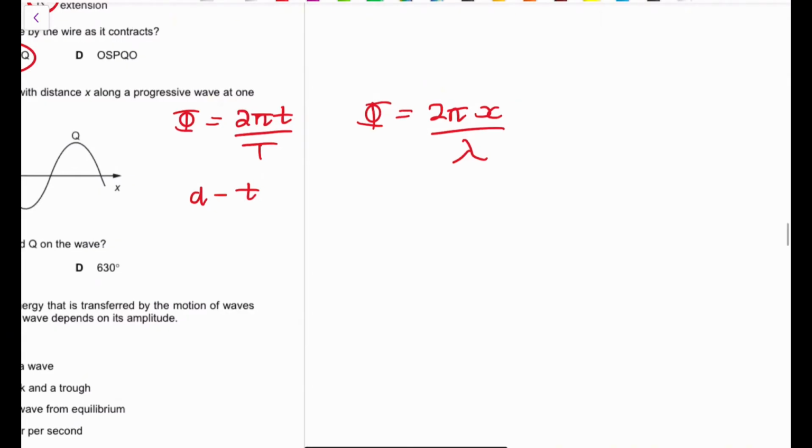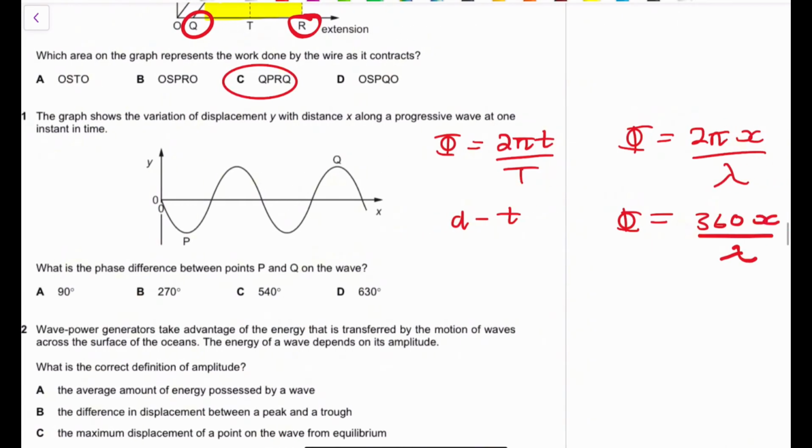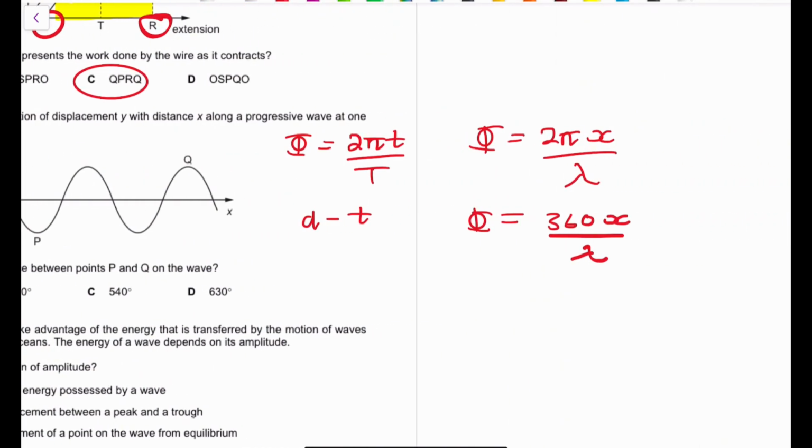But in degrees, this can also be expressed in degrees. It's going to be 2 pi, which is just basically 360, right? So this can also be expressed as 360x divided by lambda, right? So the answer is going to be somewhere along this particular line.